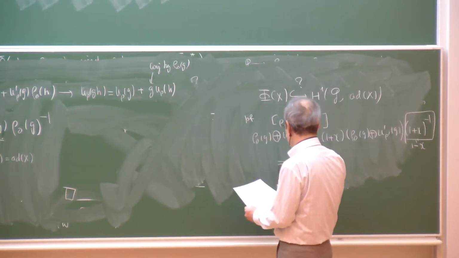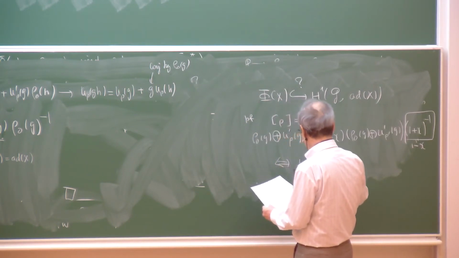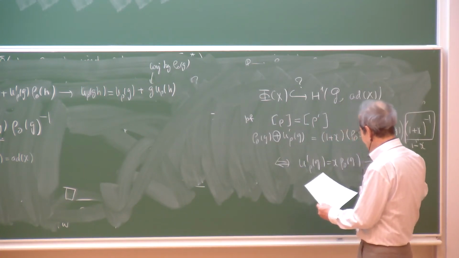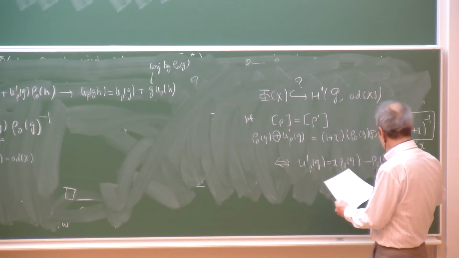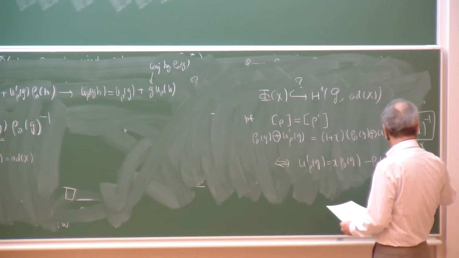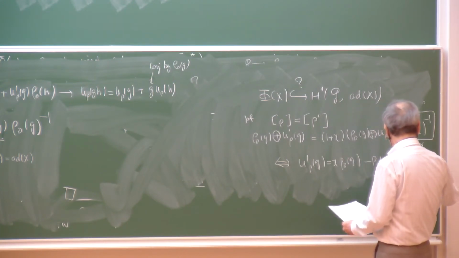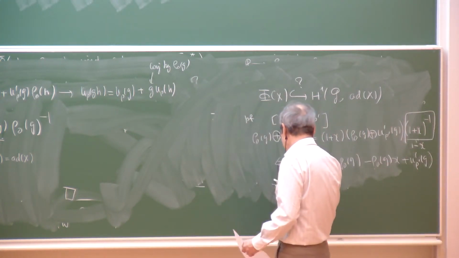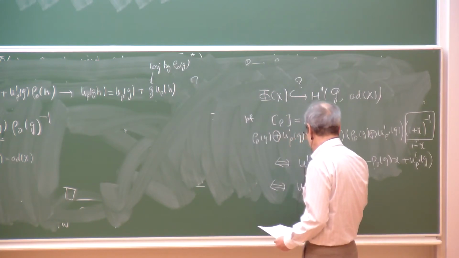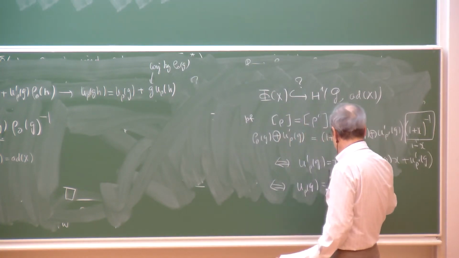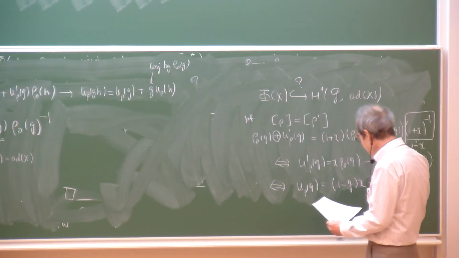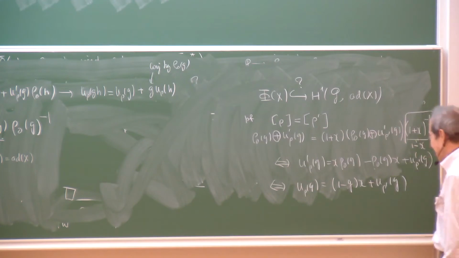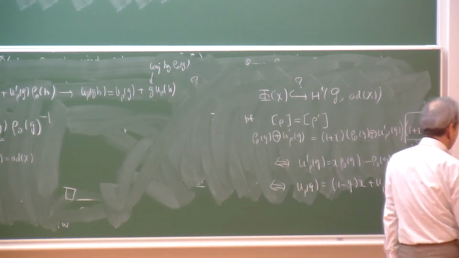So this is equivalent to saying that u prime rho g is x rho nod g minus rho nod g x plus u prime rho prime g, right? You multiply them from the right by rho nod g. This is equivalent to saying that u rho g is 1 minus gx plus u rho prime g. So they are homologous. Therefore, this is all equivalent, so this is injective.